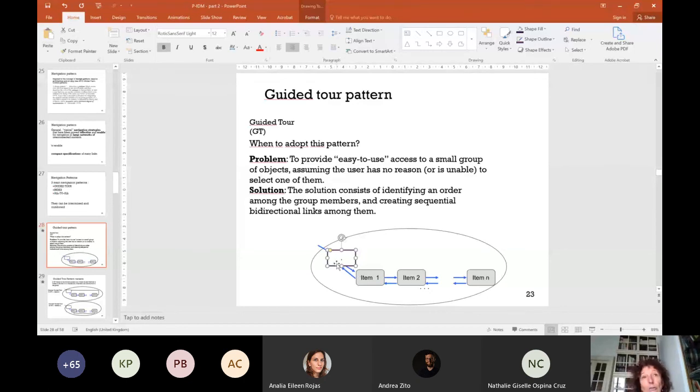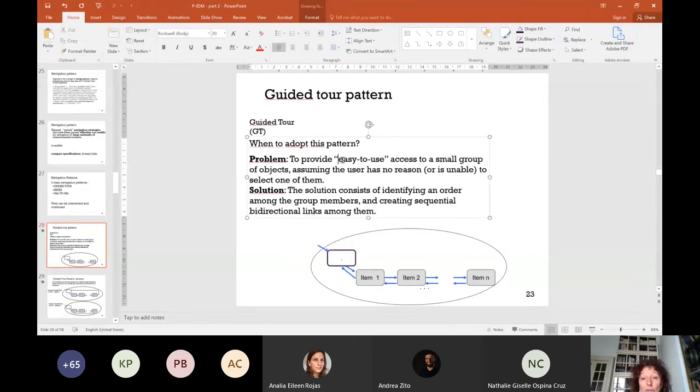This is guided tour, which means I guide you through the elements of this set, which also means defining a sort of the most important one, which is the starting point, and ordering the others in a sequence. So it's a navigation within a sequence. And what is the problem? What is my design problem? I want to provide an easy to use access, exploration, in a small group of objects, assuming that the user has no reason to select one of them. So you are guiding the user. The user has no preferences. You define the preference for the user.